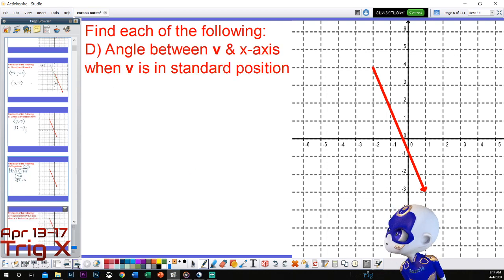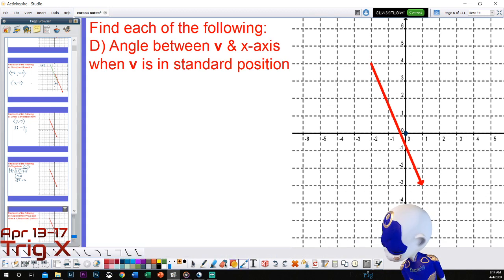Next, I'm going to find the angle between v and the x-axis when v is in standard position. So I'm going to take this and put it back into standard position. Remember that went from 0, 0 to 3, -7 down there. So I'm going to draw this new vector.